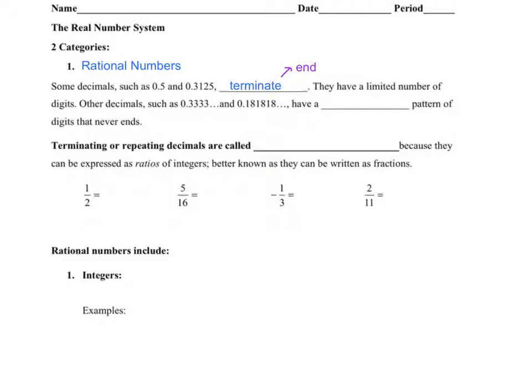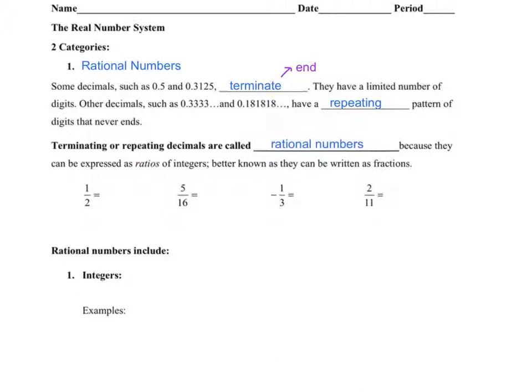Now, other decimals, such as 0.3333 and 0.181818, what do you notice about those two numbers? They are repeating. They have a repeating pattern of digits that never ends. So terminating or repeating decimals are called rational numbers.